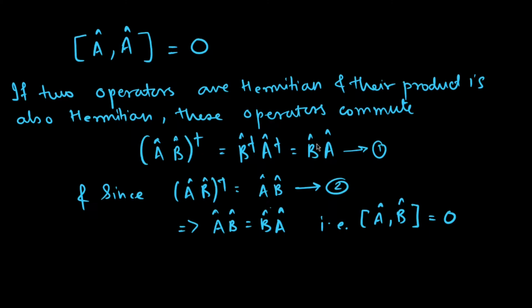If two operators are Hermitian and the product is also Hermitian, these operators commute. As you can see from the first equation and the second equation, we can easily prove that AB equal to BA, which implies that the commutator of A and B is equal to 0, and hence these two operators commute.